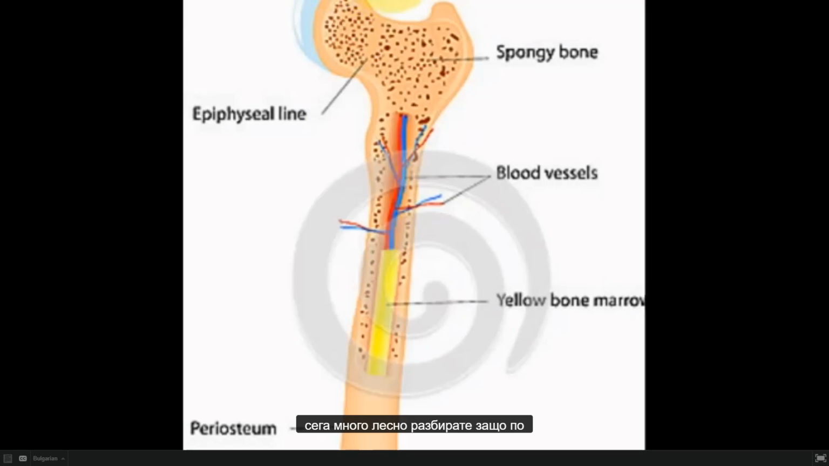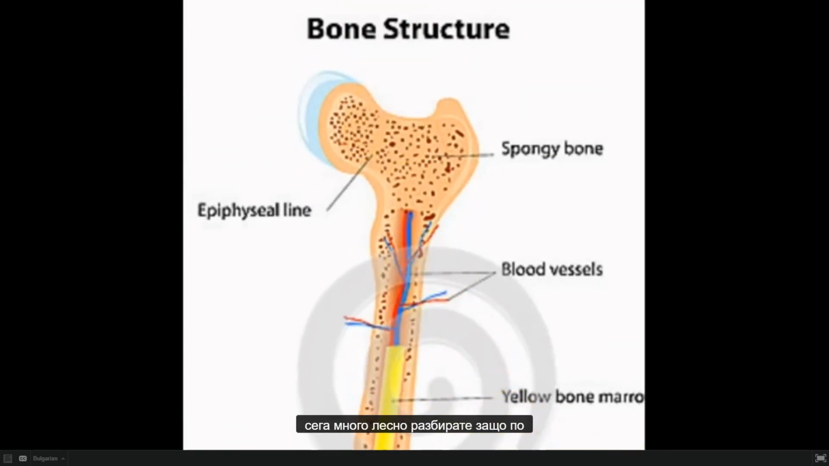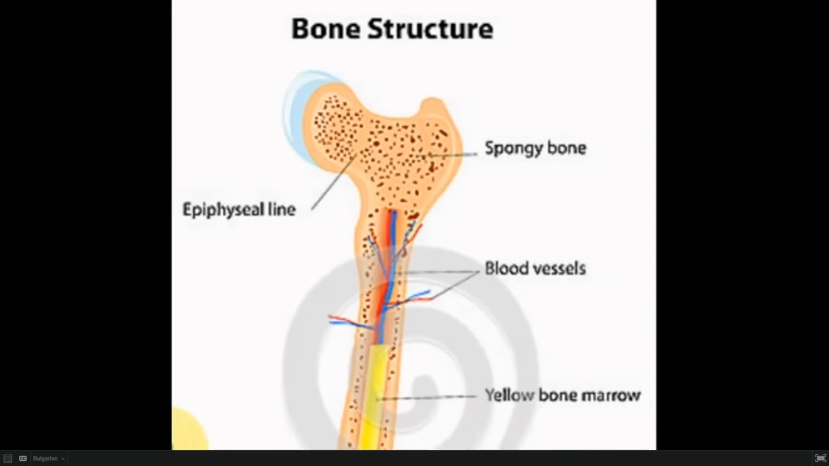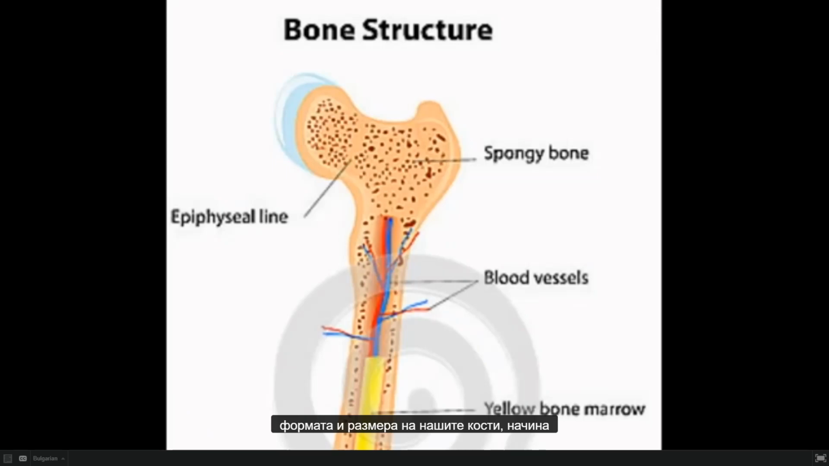And now you understand very easily why, in so many ways, our emotion decides the shape of our bone, the size of our bone, the way we produce cells, the way we protect ourselves, the way we decide the length of the life. So next time you look at the bone, don't just look at the physicality. It's there because it carries the gravity, or it's there to protect the heart.